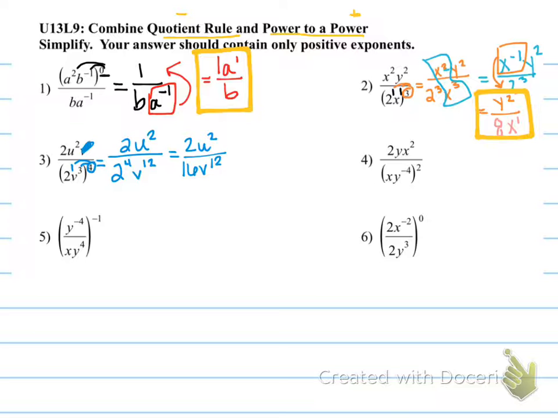Okay, well that's great, but I still need to simplify my numbers. So I can go 2 divided by 16, which gets me 1/8. So I'm going to have 1u squared on top, and then 8v to the 12th on the denominator. And that's my final answer.